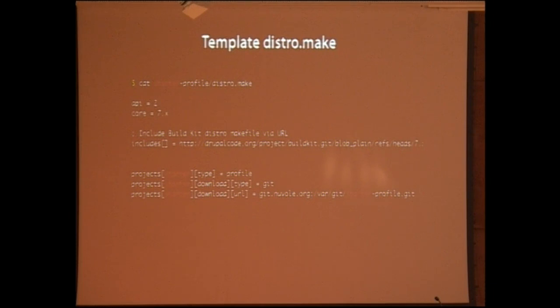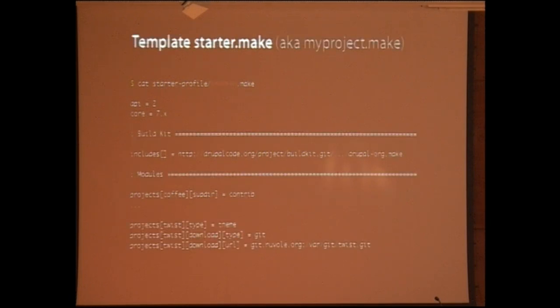our starter profile. The starter profile is an installation profile which will take care of downloading all the rest of the modules when Drush Make parses recursively the myproject.make as we saw before. This is a bit tricky, but it works really, really well. The starter.make is our project make file, and it also includes the Buildkit main distribution.make, which has all the modules we use, so views, context, boxes, etc.